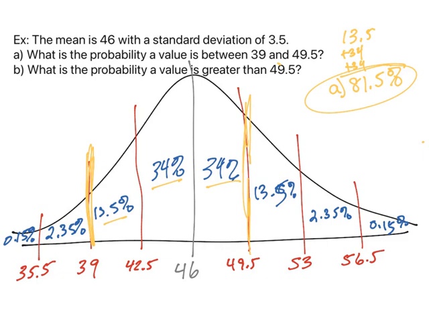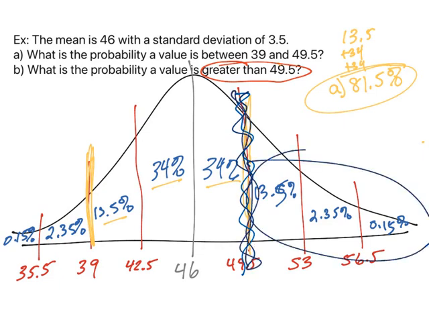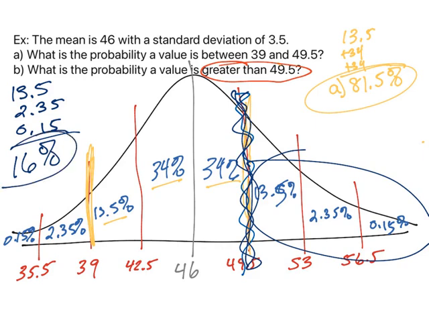In part B, what's the probability a value is greater than 49.5? Okay, so 49.5 is here. Greater means to the right. So I'm looking at these three values: 13.5, 2.35, and 0.15. And that gives me 16%.